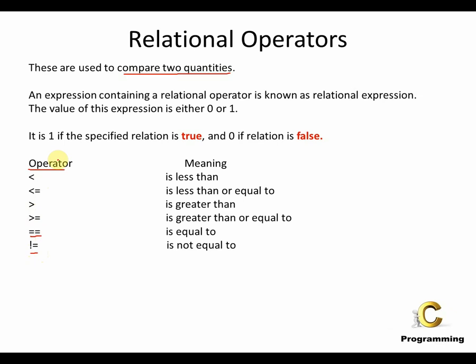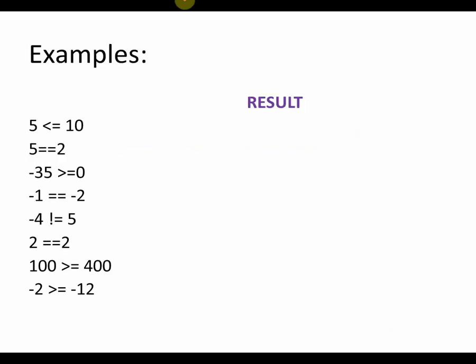Okay, so basically what happens is that whenever there is an expression which contains a relational operator, you have to check for the value of this expression. Now the value of the expression will either be a 0 or a 1. The value will be a 1 if that relation or expression is true. If that expression or relation is false, that's when we get a value of 0. So we'll see an example to understand this better.